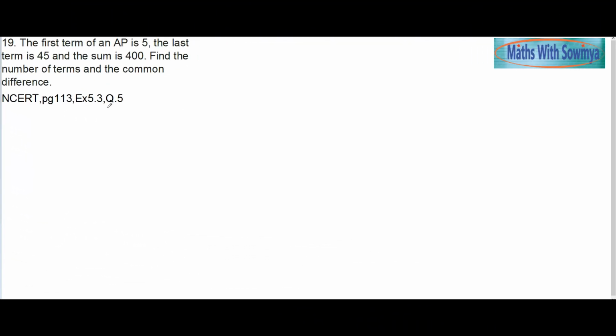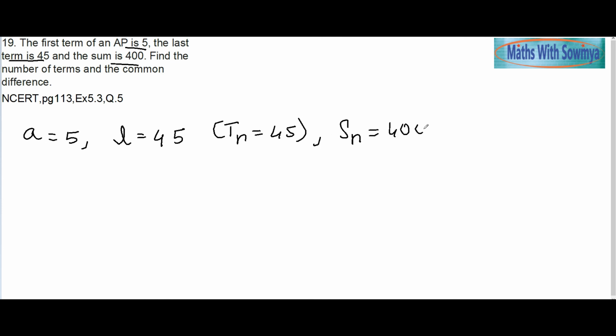This is another question from NCERT. Here, given first term of the AP is 5, last term is 45 and sum is 400. Find the number of terms and the common difference. So first term is given as 5, last term is given as 45, last term is nothing but Tn also, and the sum of the terms is given as 400. So we can easily find, we have another formula. When we have both the first and the last term, we can directly apply this formula.